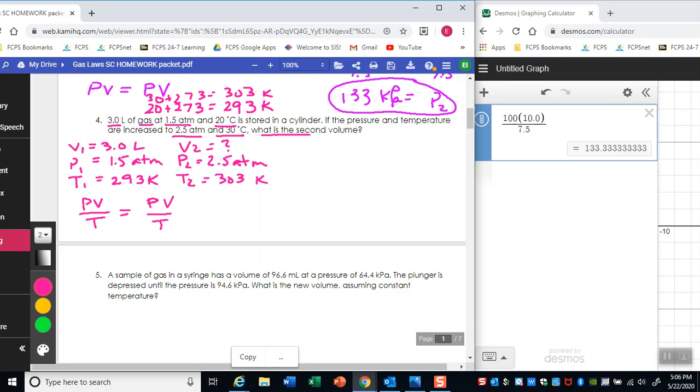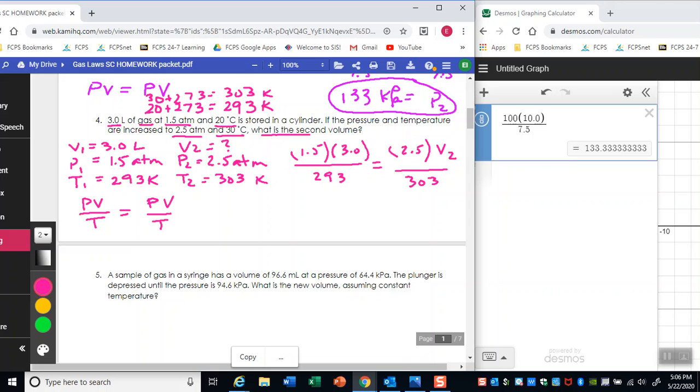So I write down my equation and now I substitute in. My first pressure was 1.5. My first volume was 3.0. My first temperature was 293. My second pressure was 2.5. The second volume, I do not know. And my second temperature was 303. Okay.